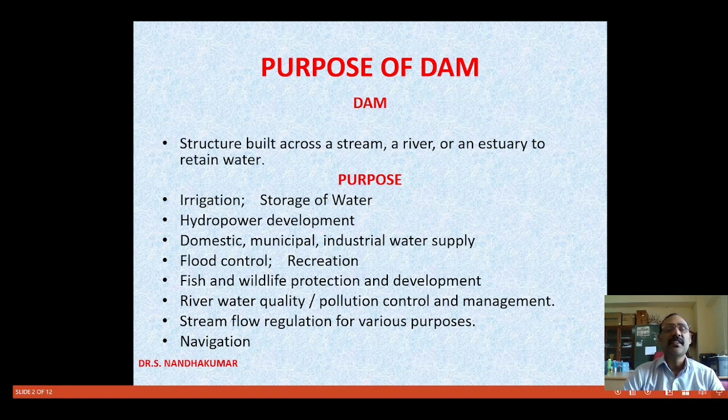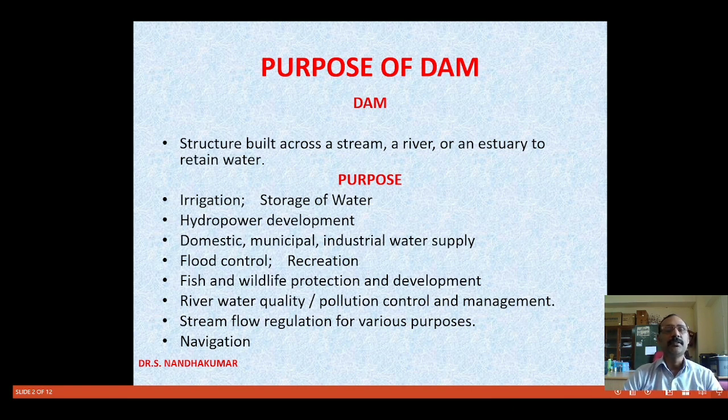So first, what is a dam? A dam is an engineering structure built across a stream, river, or any flowing water. That is what we call a dam. What is the main difference between a dam and a reservoir? The dam is an engineering structure. A reservoir is the area where the water is stored. That is the main difference between dams and reservoirs.